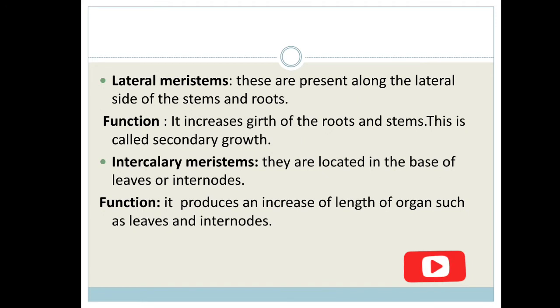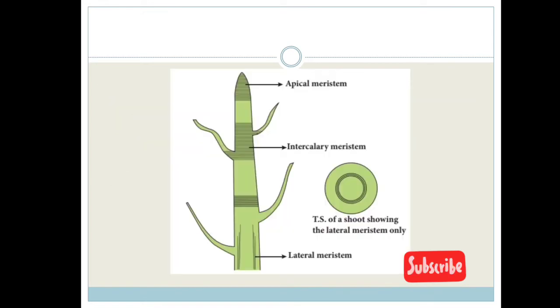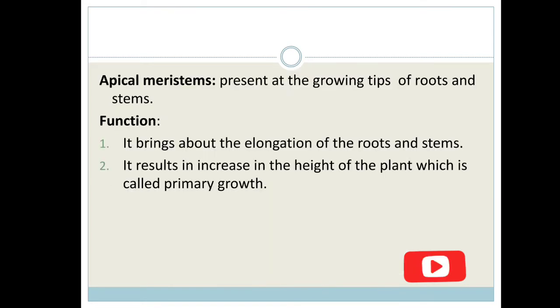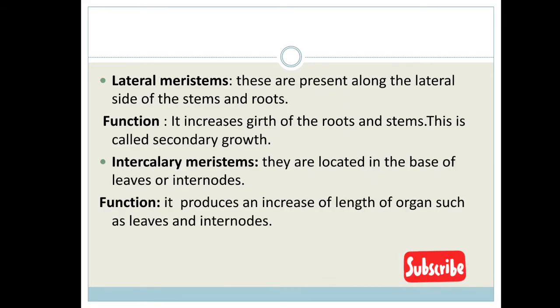Next is the lateral meristem. So this lateral meristem is present along the lateral side of the roots and stem. So you can see in the picture in the lateral side, and here the function is that it increases the girth of the roots and stem, and this is known as the secondary growth. And the last one is the intercalary meristem.